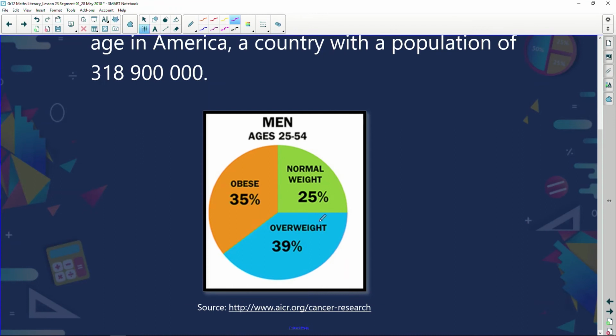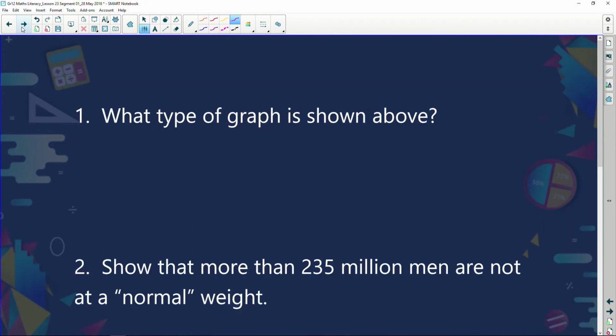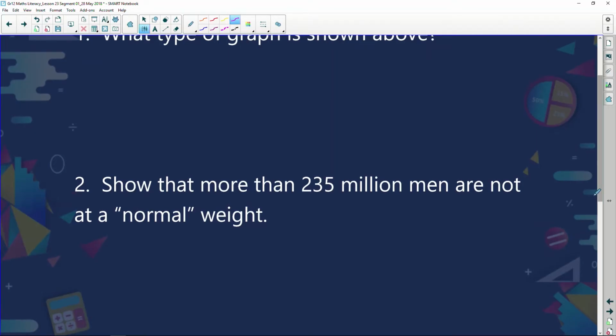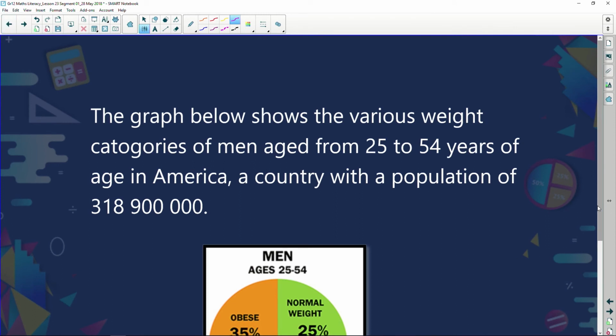In fact, you can see it just makes up a small segment or a quarter of a segment. Right, what sort of questions are they asking us? First of all, what type of graph is shown? Pie chart, you know that. It looks like a pie, it's round. Next one, show that more than 235 million men are not at a normal weight. Now, how many were not at a normal weight? Let's go and have a look.